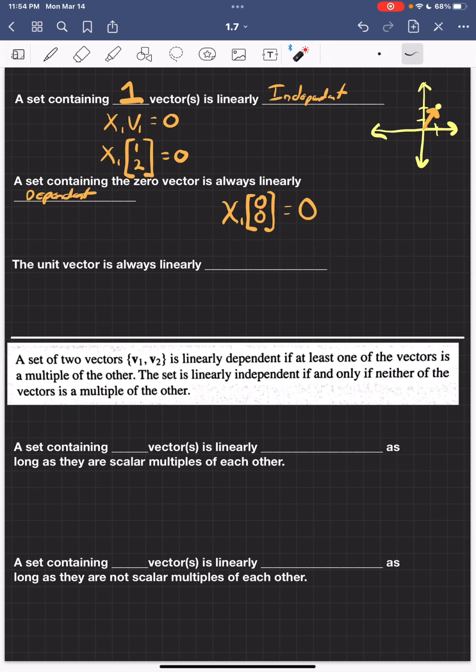There's an infinite amount of scalars. Choose any scalar you want to, and it'll always equal 0. Okay.